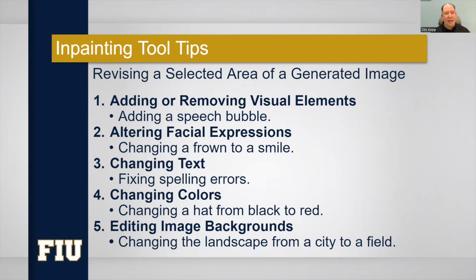You might also want to change the color of an element in an image, like a hat, to better align with the color palette of a brand. So with the inpainting tool, these adjustments are quick and efficient, allowing you to maintain creative control over your projects. And finally, there's background edits. You can easily change elements like a city background to a field. This feature is particularly useful for enhancing visual depth and context in illustrations or photos without having to use a new prompt or regenerate the picture from scratch.